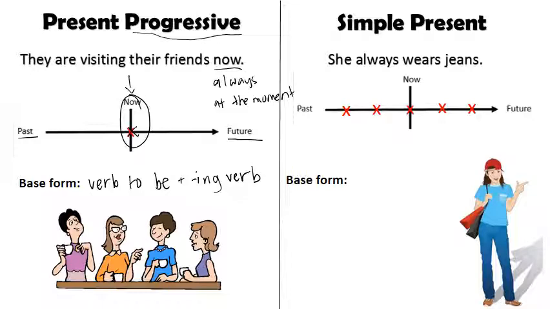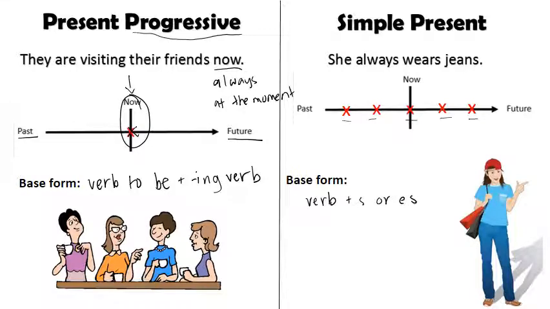Now, moving on to the simple present, which is the complete opposite. The simple present describes an action that happens regularly. So as we can see, our sentence here, she always wears jeans. This is not something that she's only doing now. This is not something that she's only doing in the past or in the future. It is something that she does continuously. If we look at it here in our client, it happens regularly. It doesn't change. The base form here is, okay, verb plus s or es depending on the verb.